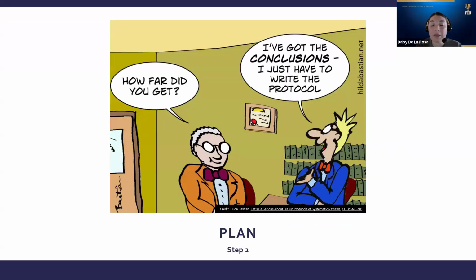So the second step is to plan. So this little figure here, right? The researcher's like, how far did you get? And the other researcher's like, I've got the conclusions. I just have to write the protocol, which is not what we want, right? Because we don't want to bias our findings. That's why the protocol keeps us transparent in doing these projects. So you really have to make sure you have that plan in place, that you're putting all your effort into making sure you've made every decision, and then you just follow the plan. Any deviations from the plan have to be discussed and disclosed.